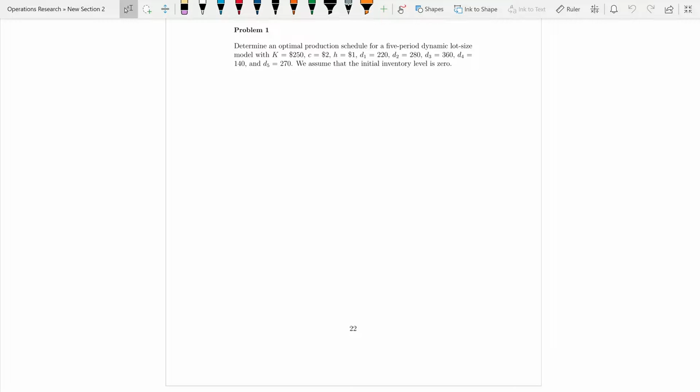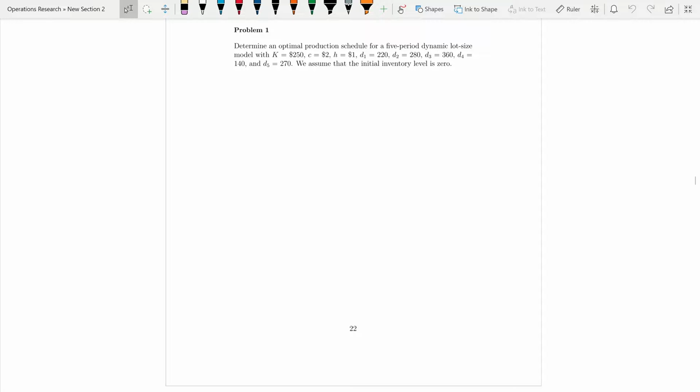Alright, so I'm going to go ahead and cover problem 1 here from the 18.7 section on the Wagner-Whitin algorithm and the Silver-Meal heuristic. So we're going to determine an optimal production schedule for a 5-period dynamic lot size model with K is $2.50, C is $2, H is $1.